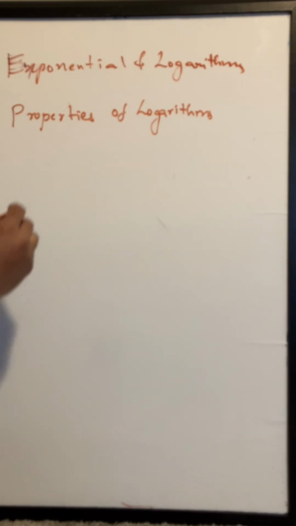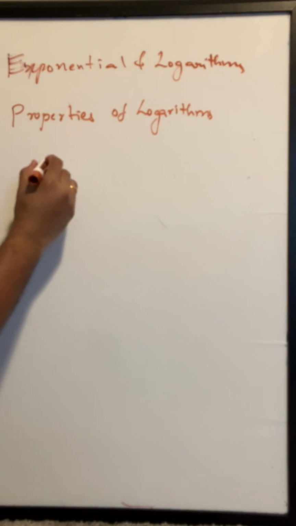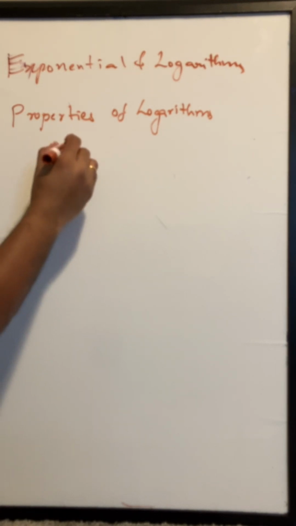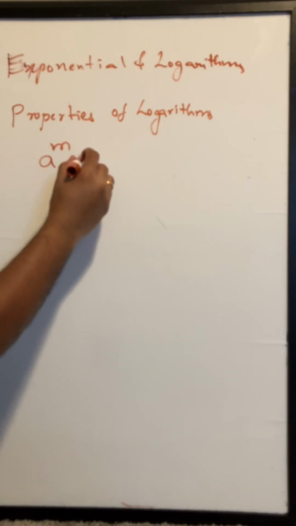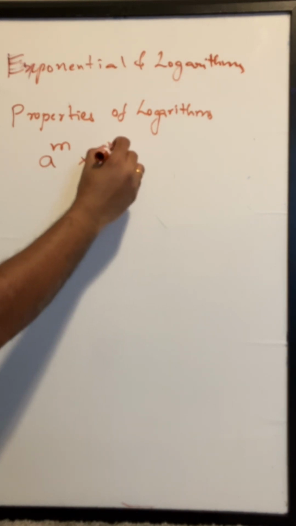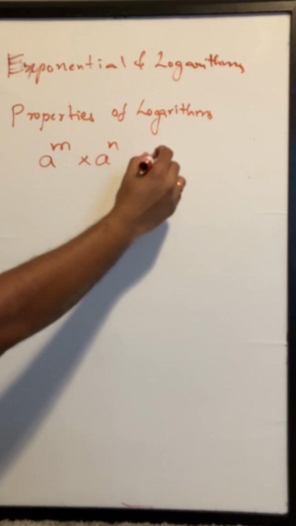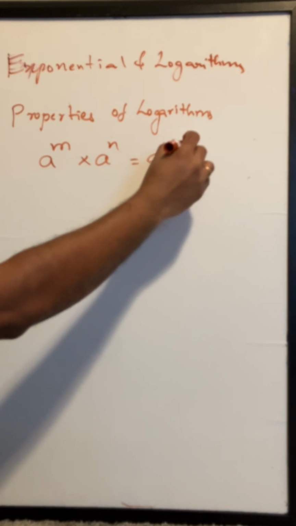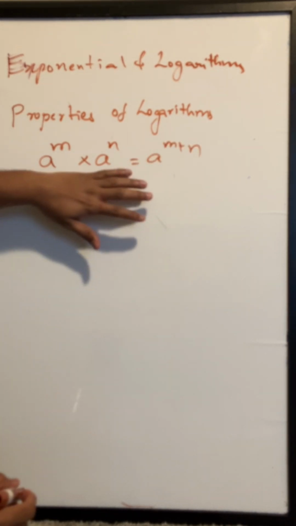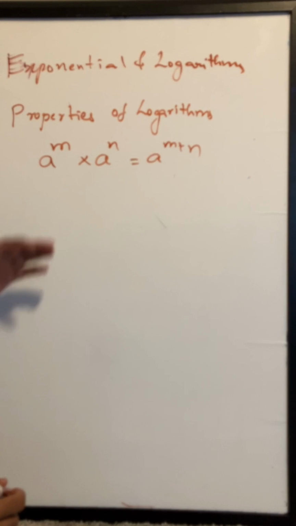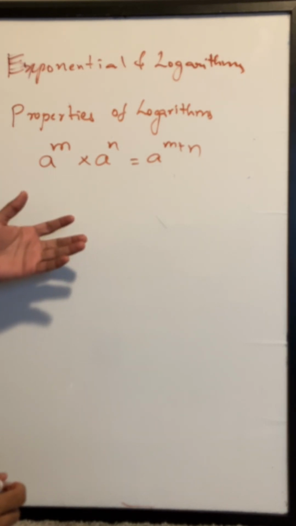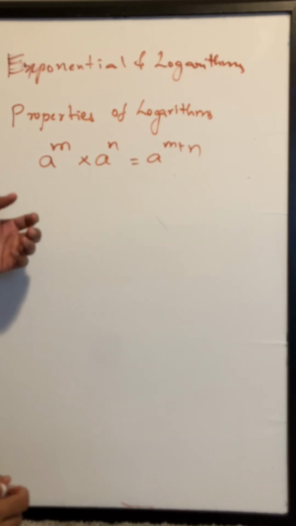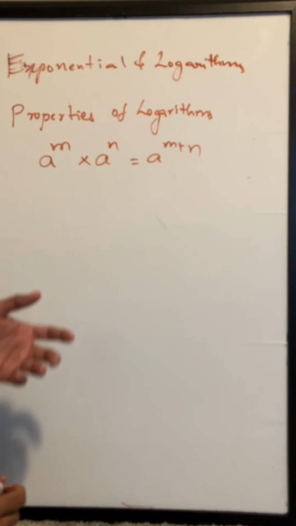So why are we writing all these things? Let's get into this topic. We already learned that a to the power of m multiplied by a to the power of n equals a to the power of m plus n. Why are we writing all these things? Have you questioned yourself at least once? Basically this makes our job easier.